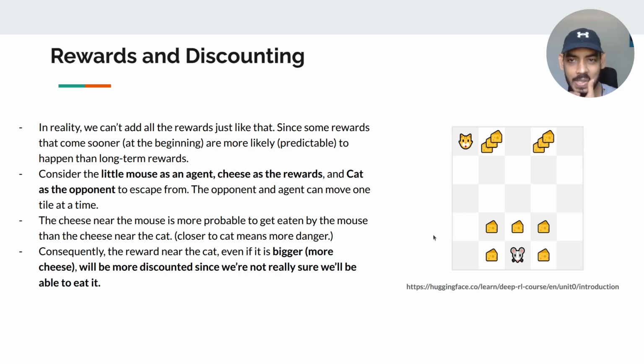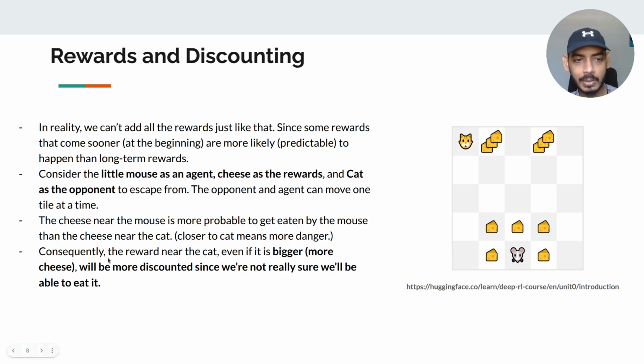Okay, so consider this whole scenario where the little mouse is the agent, the cheese is the reward that you get, and the cat is the opponent to escape from. Both the opponent and the agent are capable of moving one tile at a time. The single cheeses present here near the mouse are more probable to be eaten by the mouse than the cheese near the cat, because those are difficult: the closer it gets, the more dangerous it becomes for the mouse to get eaten by the cat.